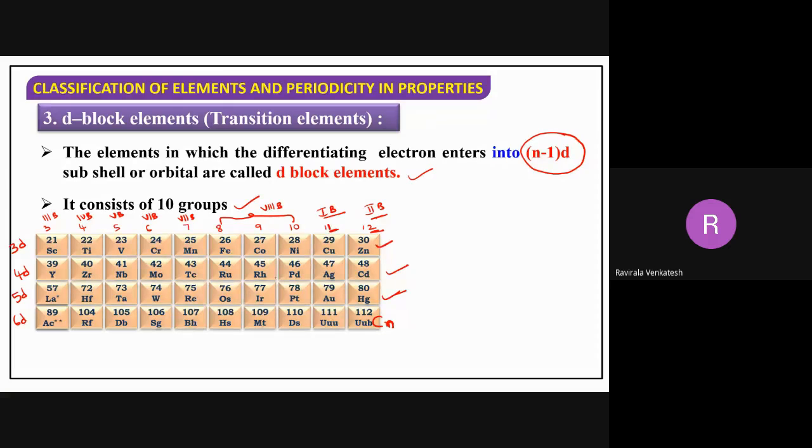This is about all these elements of the D block. Okay, now why do I call this one 3D series? Anybody tell me why I call this one 3D series? Do fast. Are you there?